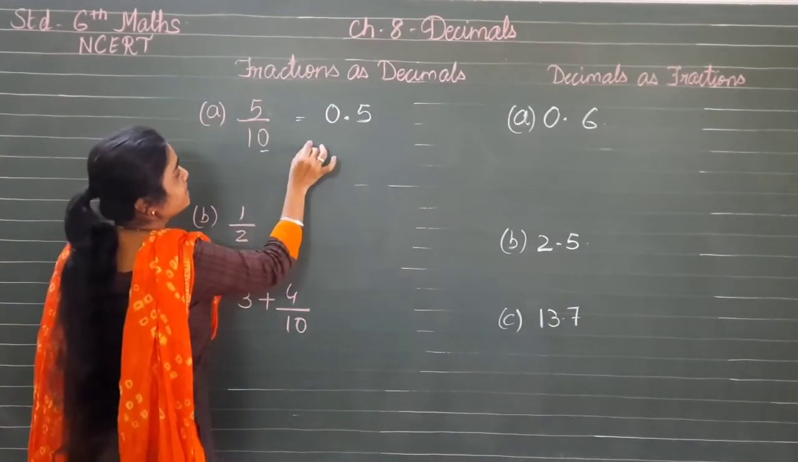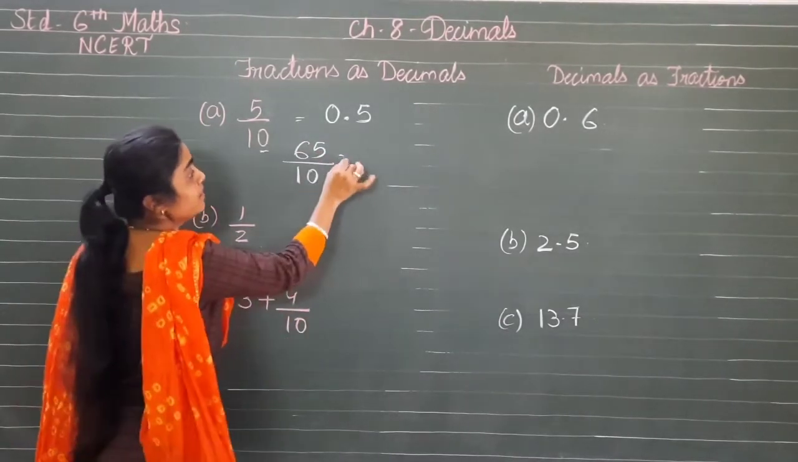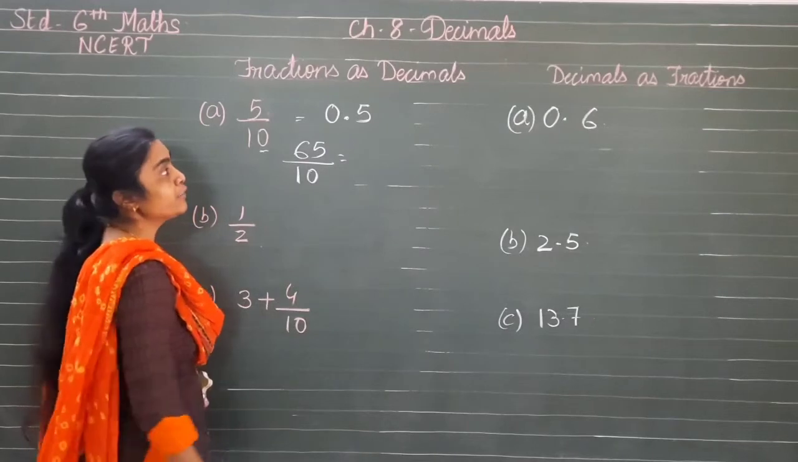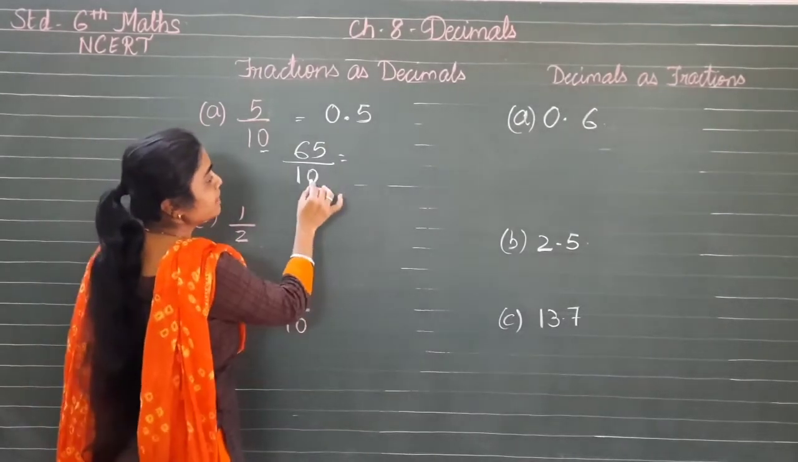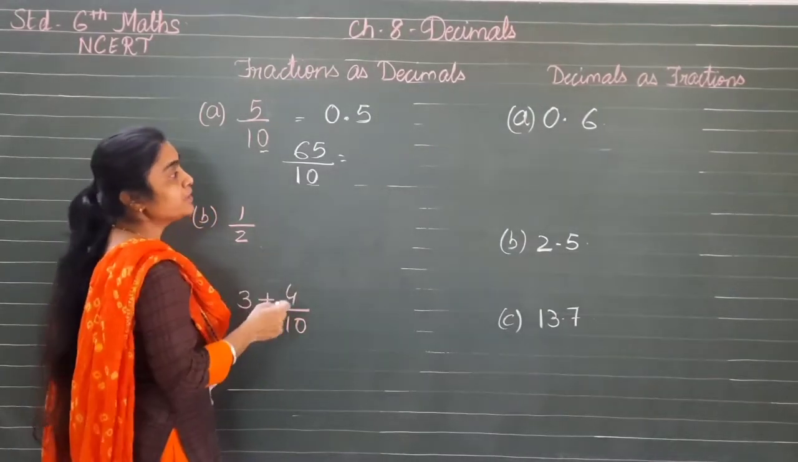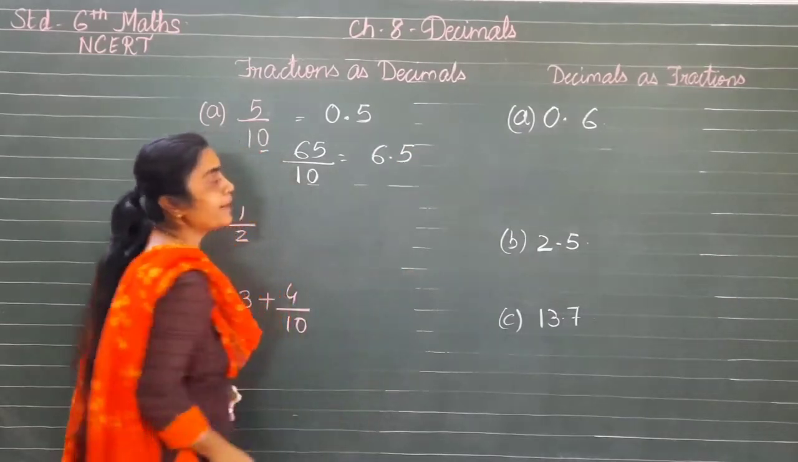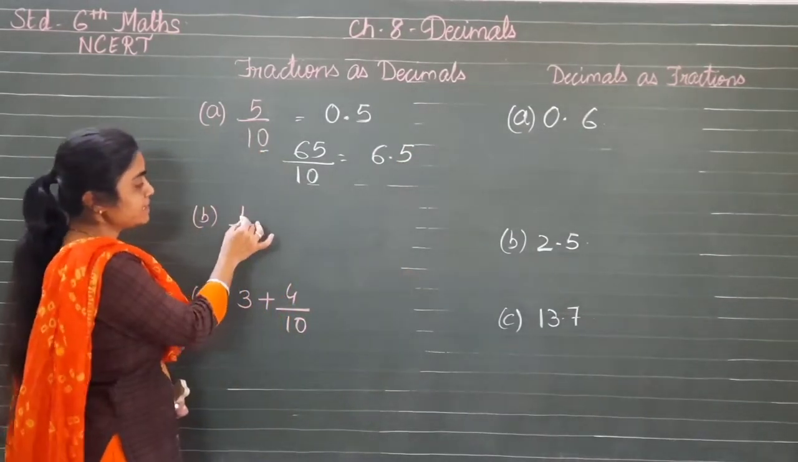Suppose another example: 65 upon 10 is a number. We have to convert it into a decimal number. So here is 10 in the denominator. So one digit, and put the decimal point. So it will become 6.5.